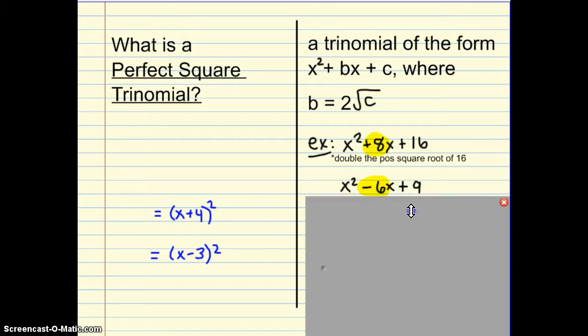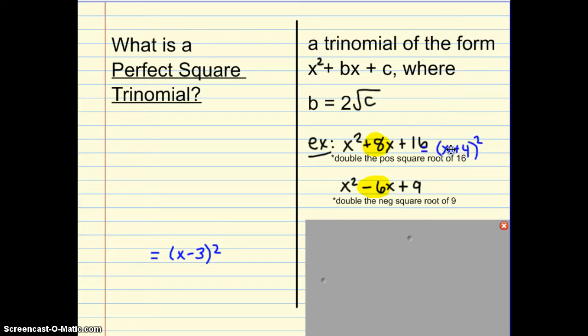Another example is x squared minus 6x plus 9, because the negative 6 is double the negative square root of 9. And the other thing that I want to draw your attention to is that I can factor these and write x squared plus 8x plus 16 as (x plus 4) squared, and x squared minus 6x plus 9 as (x minus 3) squared.